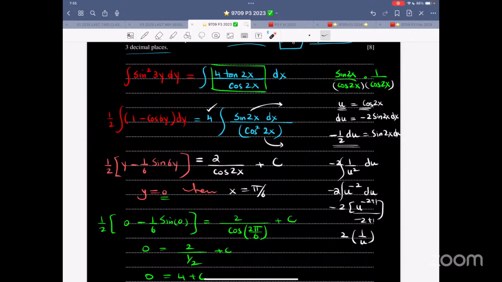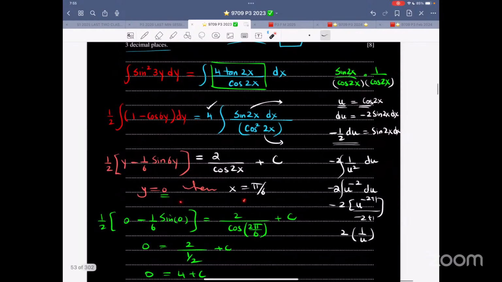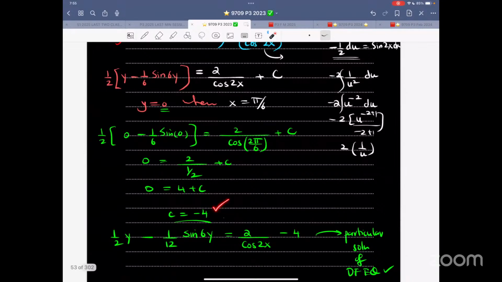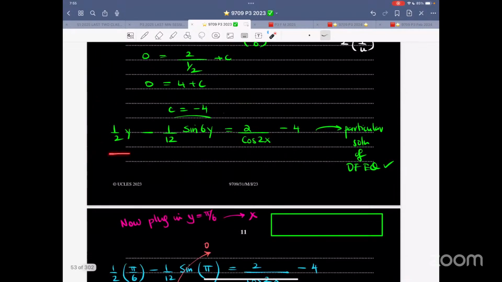All clear? The left hand side is basic. Integral of 1 is y. Integral of cos 6y is sine 6y. It is positive, this negative was this thing. And division by 6, division by 6. Y is 0 when x is pi by 6, so c comes out to be negative 4. That is the equation over here. It's a particular solution because you have evaluated the constant.